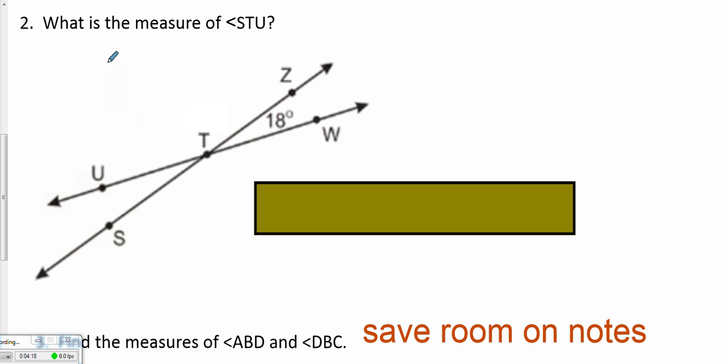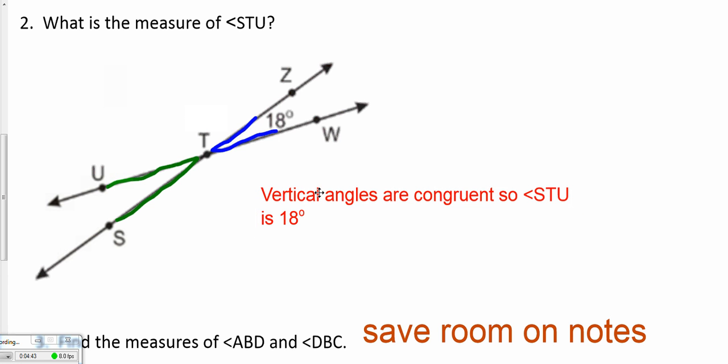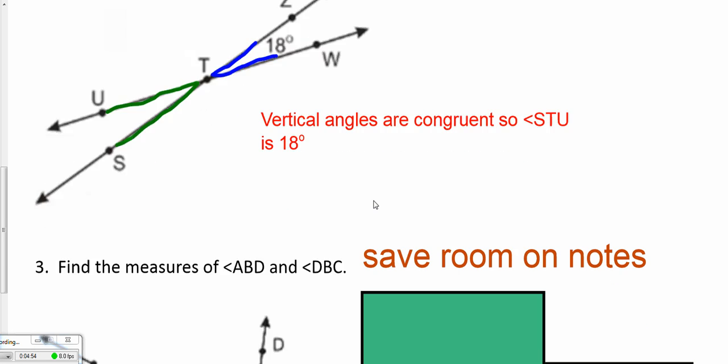Number 2 shouldn't be as bad. It says, what is the measure of angle STU? So this angle, STU, we need to figure out how big that actually is. Well, this one is right across from this angle. Right? If we have two lines crisscrossing, then the vertical angles, the ones across from each other, have to be the exact same, or have to be congruent. So, since vertical angles are congruent, we can say the measure of STU is going to be 18 degrees, just like this other one.